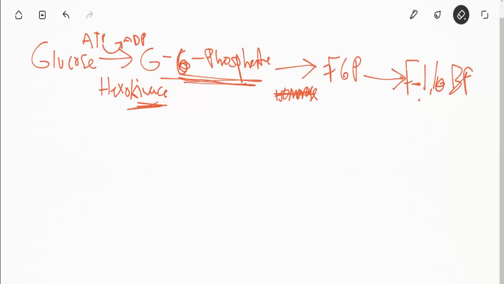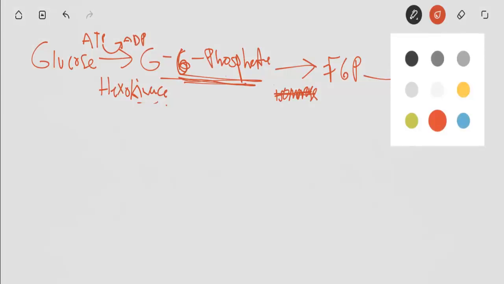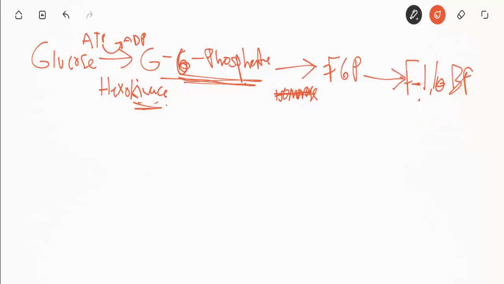Okay, so if we look at these enzymes really quick, we go from glucose to glucose 6-phosphate. We need a hexokinase, because remember, the kinase basically adds a phosphate group, which is exactly what happened here. We still have our glucose. The only thing we did was we added to the 6th carbon a phosphate molecule.